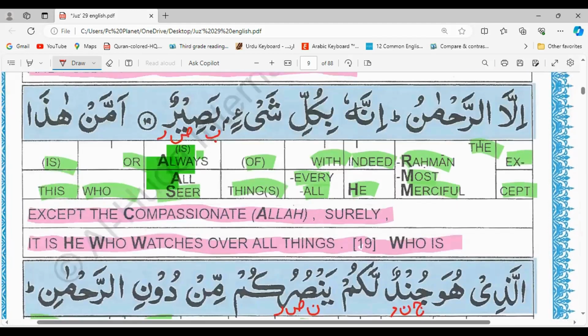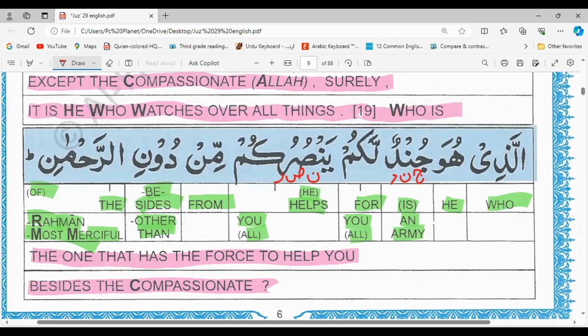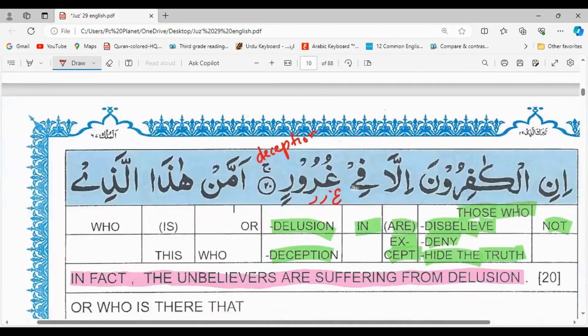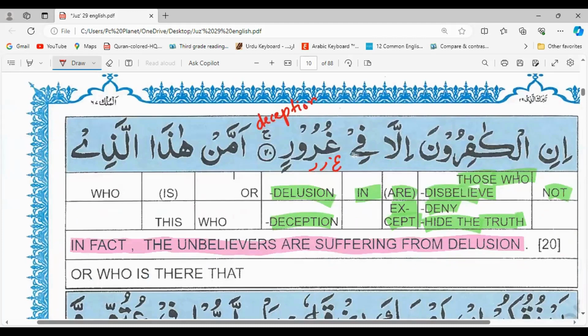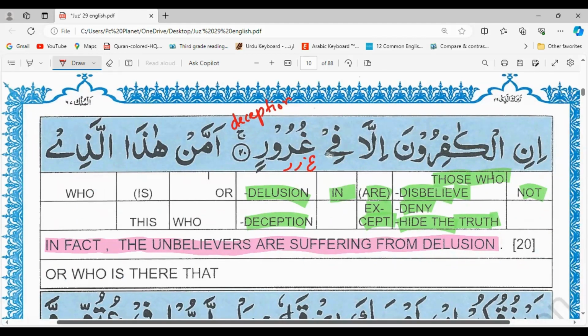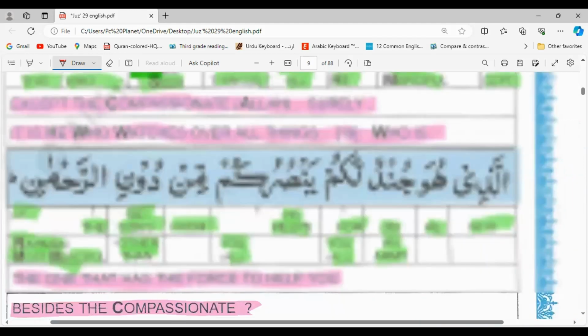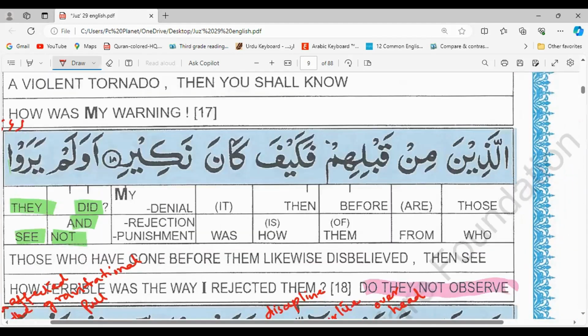Amman hadhal-ladhi, is there anyone who has the junood, the force, to help you? Jundun lakum, anyone who has the forces, the armies to help you, min duni ar-Rahman, leaving Allah subhanahu wa ta'ala. Besides Allah subhanahu wa ta'ala, there is no one with a force, with an army, who can help you whenever you are in trouble. In al-kafiruna illa fi ghurur. As a matter of fact, the unbelievers are suffering from delusion, and this delusion is affecting none else but themselves only.